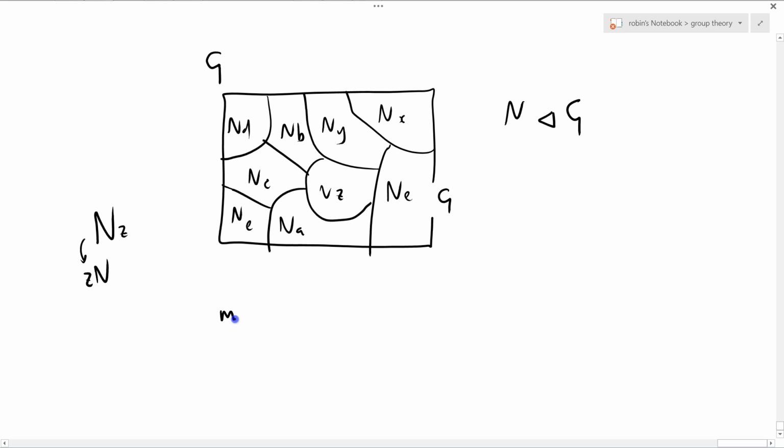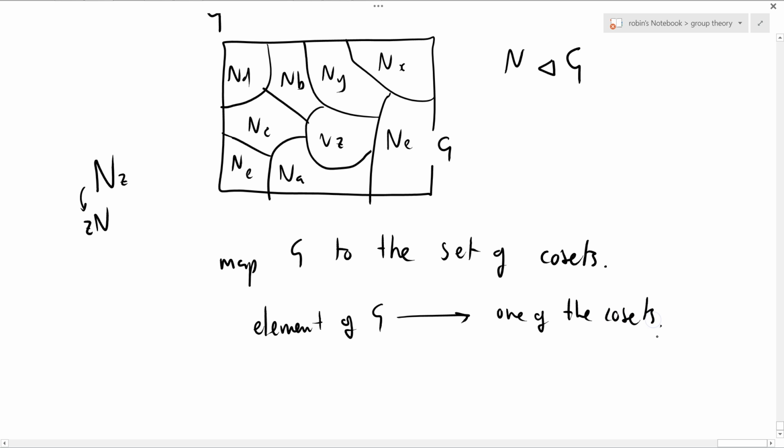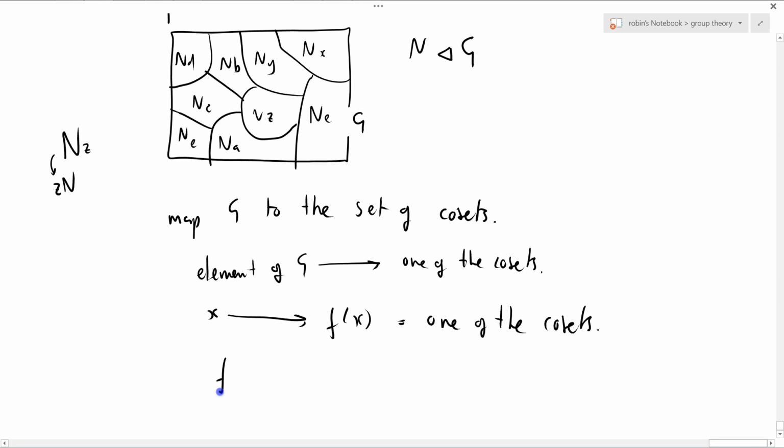So what I'm going to do is map G to the set of cosets. What I want to do is take an element of G, and I'm going to map it to one of the cosets. So I'm going to take X, and I'm going to map it to f of X equals one of the cosets. There's quite a lot going on here. I'm going to say f of X equals Nx.